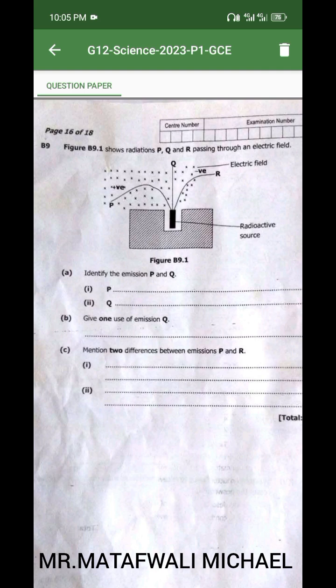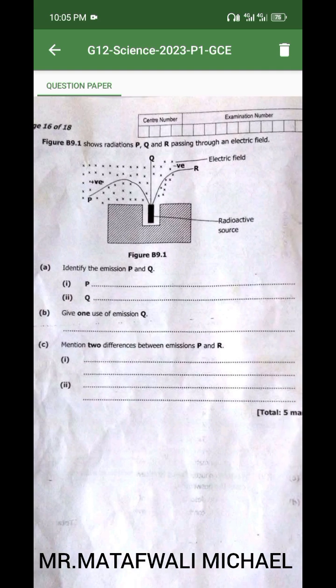To start with, an alpha emission deflects faster than the beta emission. So we have to follow the line which is deflecting faster. When we see the line which is deflecting faster than the other line, we know that line represents an alpha emission. For that line which is deflecting faster, I'm able to see that it is P. So P is going to be an alpha emission, whilst R is going to be a beta emission.